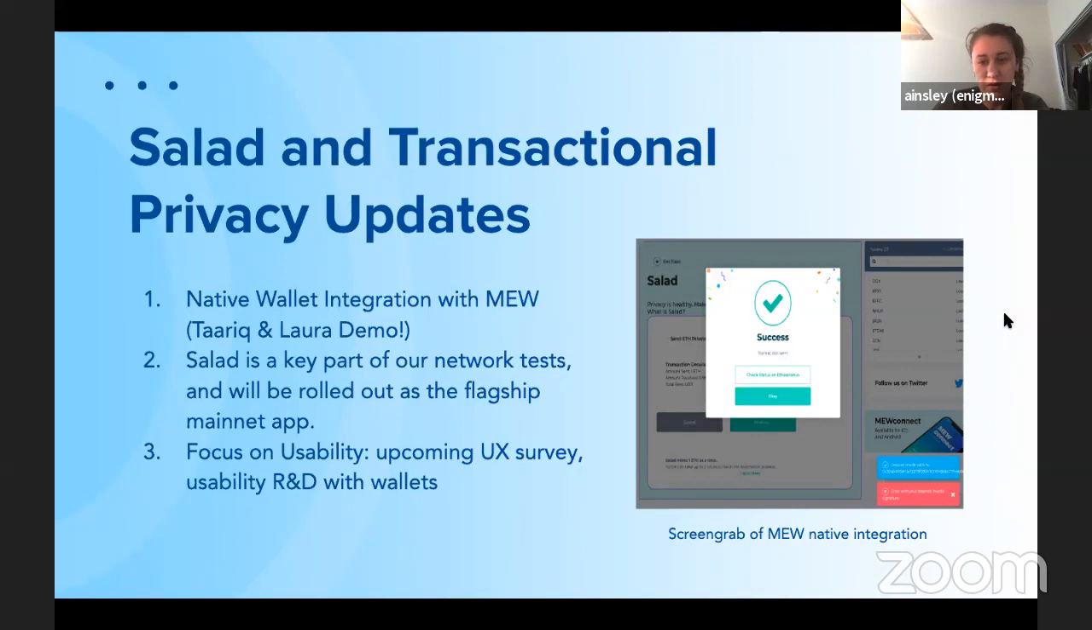Another thing that I want to note is that Salad is really one of the flagship applications that Enigma mainnet is going to launch with. It has been a key part of the network tests that are being run on the protocol team. That is one of its main roles in the network, in addition to the work that we're doing on making it usable and ensuring that it is accessible to users when it comes out.